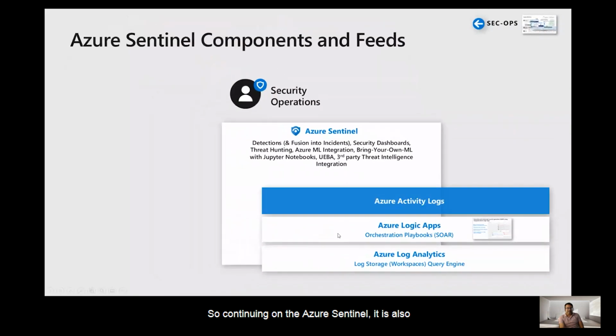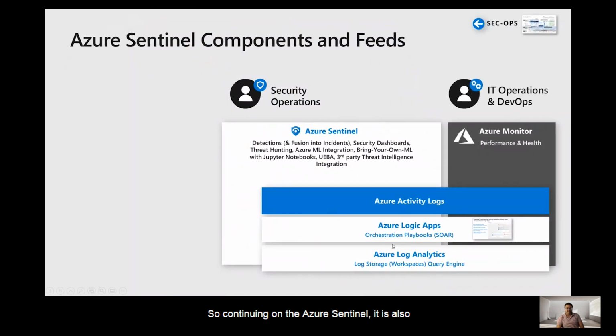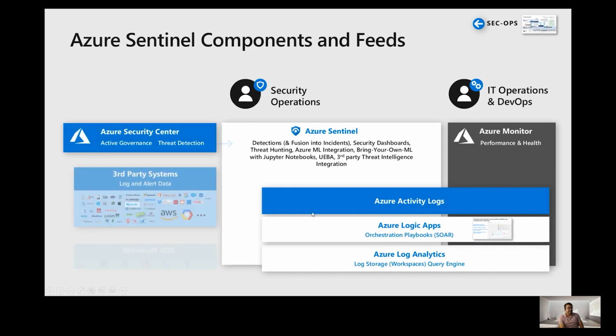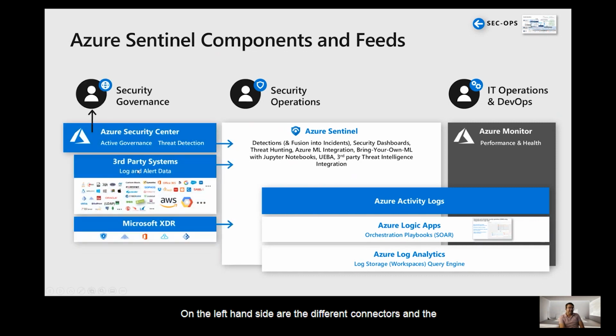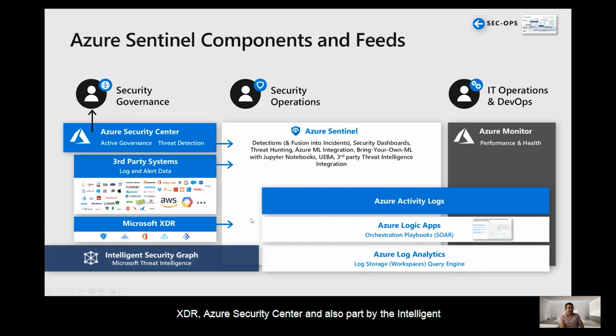So continuing on Azure Sentinel, it also sits on activity logs, which are also connected to Azure Monitor, which helps IT and DevOps operations as well. On the left-hand side are the different connectors and the ecosystem, third party and Microsoft native, Microsoft XDR, Azure Security Center, and also powered by the Intelligent Security Graph. Now, all of these capabilities make Azure Sentinel a pretty powerful platform.